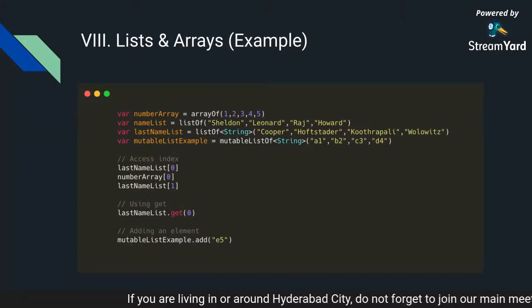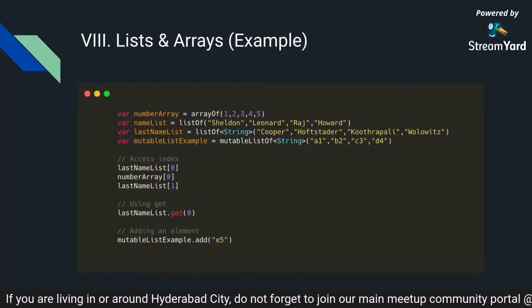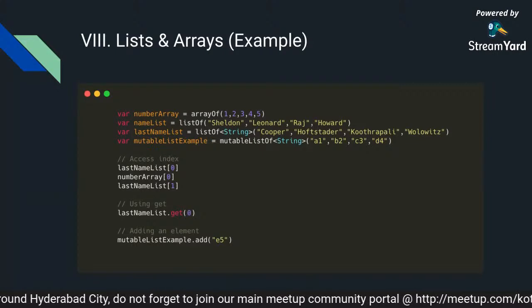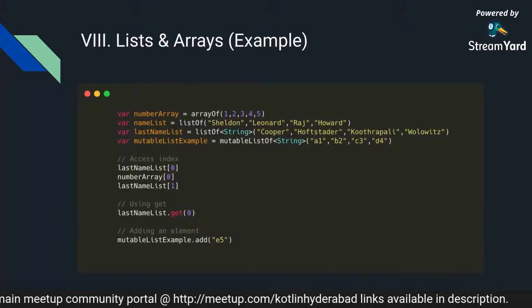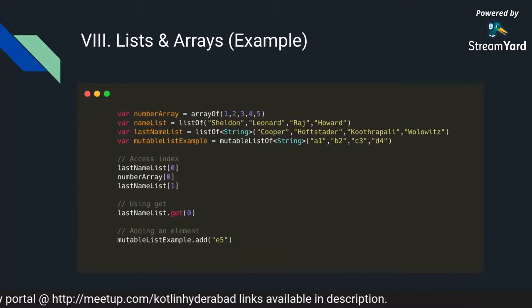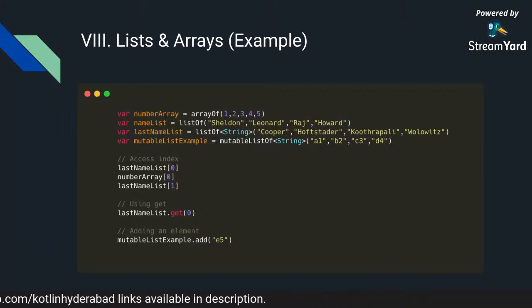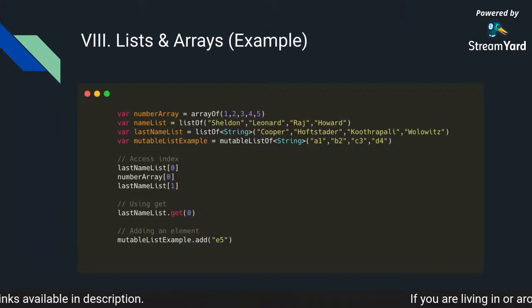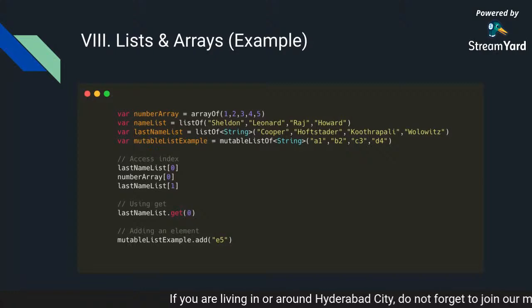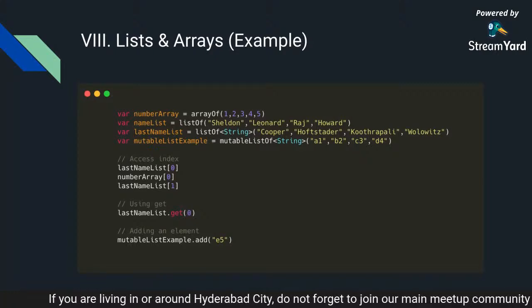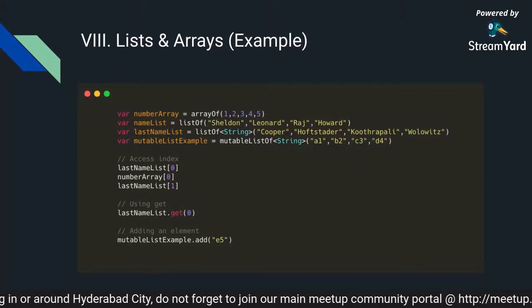Then we have something called a mutable list. This is an example of a mutable list. How do you declare a mutable list? You have mutableListOf, which is very simple. Again, I have mentioned a type here, and I've just put some random strings into it, for example. This is how you declare some very basic lists, how you instantiate them, how you can add certain elements into the list.